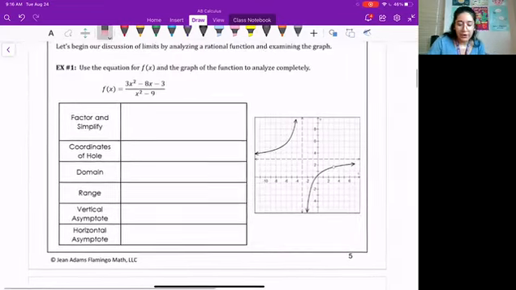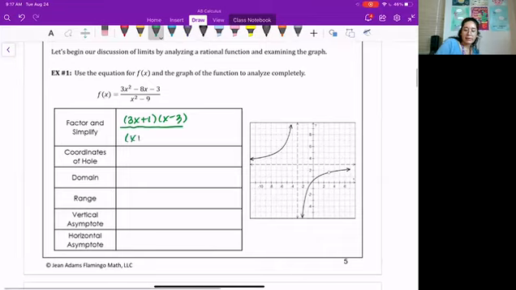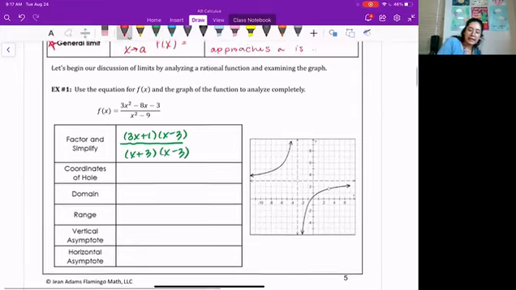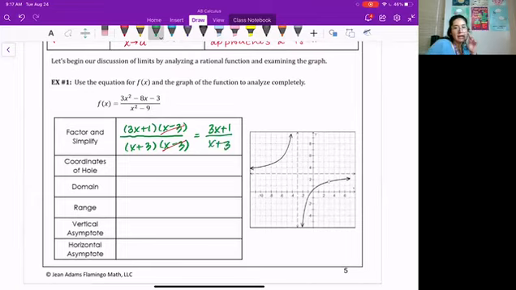Okay, so the first thing they wanted us to do was to factor and simplify this function. If I factor the numerator, that's going to factor out to be 3x plus 1 times x minus 3. And if I factor the denominator, a difference of two squares, I'm going to have x plus 3 times x minus 3. They wanted me to simplify, so I can cancel x minus 3 from the top and bottom, and I'm left with 3x plus 1 over x plus 3. I factored and I simplified my function.